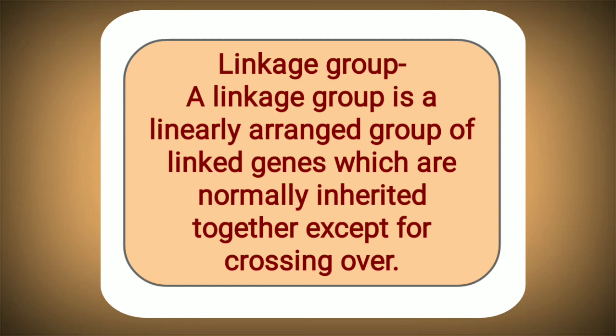In case of human beings, 46 total chromosomes are there in the diploid set, and therefore the linkage groups will be 23, that means the haploid set. For example, in case of the pea plant, there are 7 linkage groups, and the diploid set for the sweet pea plant will be 14.